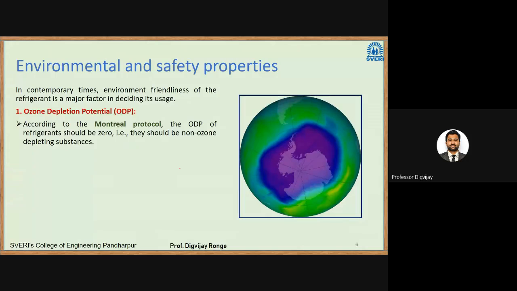Okay, so what do you see on the right? That is the image of Earth, and what you see in blue is the hole in the ozone layer. This hole is above the Antarctic region, so generally it is called the Antarctic hole of the ozone layer. This is because of emission of greenhouse gases, and these gases are released from refrigerant industries.